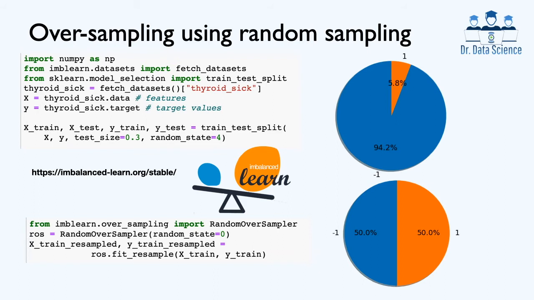As expected, we see that only 5.8% of training samples belong to the minority class. To oversample the minority class, we use the Imbalanced-learn package that you can download from the URL here. After importing this library as imblearn, we use RandomOverSampler to randomly select samples from the minority class to rebalance the training dataset. Looking at the distribution of classes in y_train_resampled, we see that the number of samples in positive and negative classes are exactly equal. Therefore, we have a 1-to-1 ratio.